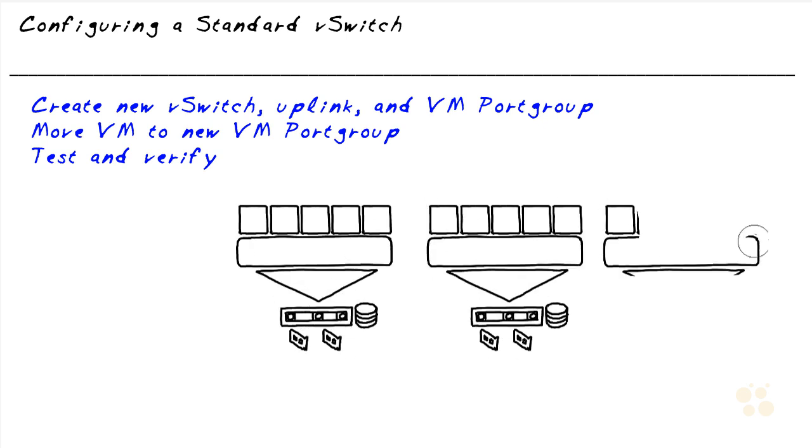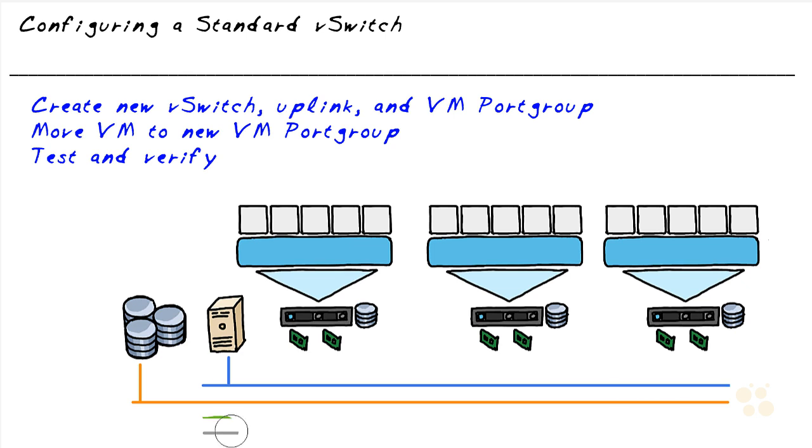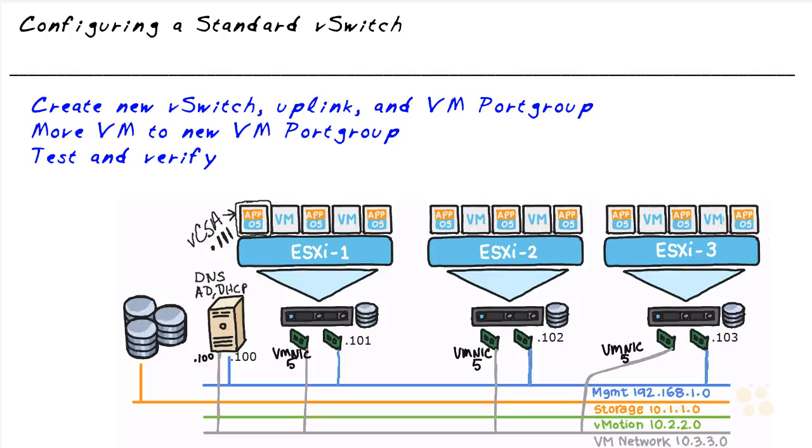In our vSphere topology so far, we have 3 standard vSwitches. One on ESXi1, one on ESXi2, and another on ESXi3. They all have the name of vSwitch0. They all have one uplink using VMNIC0 that was done for us during the initial installation of the ESXi hosts.